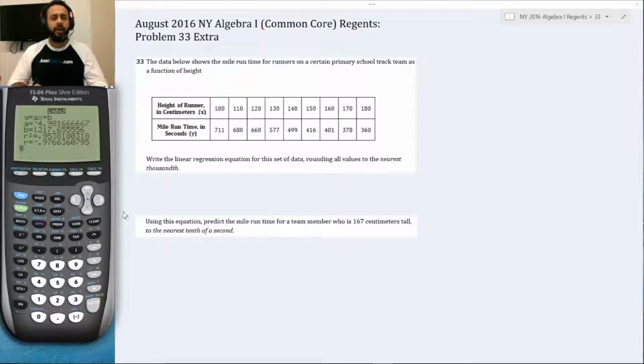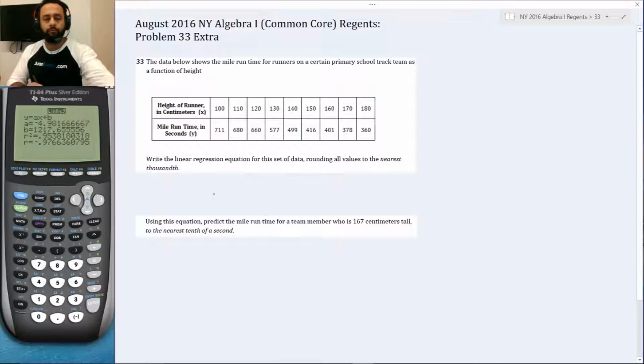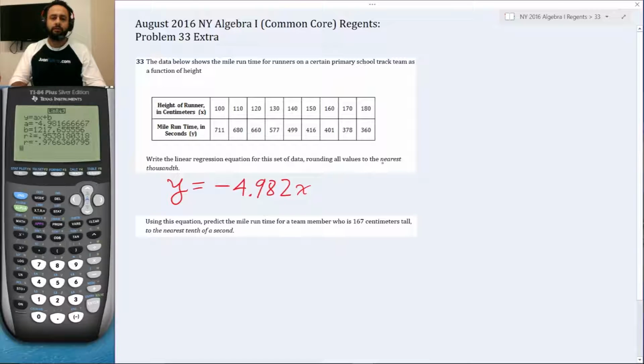So that's it. Ax plus b, where a is negative 4.98166 repeating. So y is equal to negative 4.98, then 1 followed by a 6. We round up to 2, x, because we're rounding to the nearest thousandth. If you don't round to the correct decimal place, you lose a point. If you don't round at all, you lose a point. If you don't round correctly, you lose a point. So you want to be careful with this.